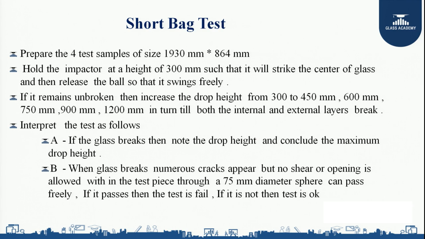The interpretation of the result shall be: A. If the glass breaks, note the drop height and conclude the maximum drop height. B. When the glass breaks, numerous cracks appear, but no shear or opening is allowed within the test specimen through which a 75 mm diameter sphere can pass freely. If it passes, the test is a fail. If it does not, then the test is okay. This is how we do the shot bag test.